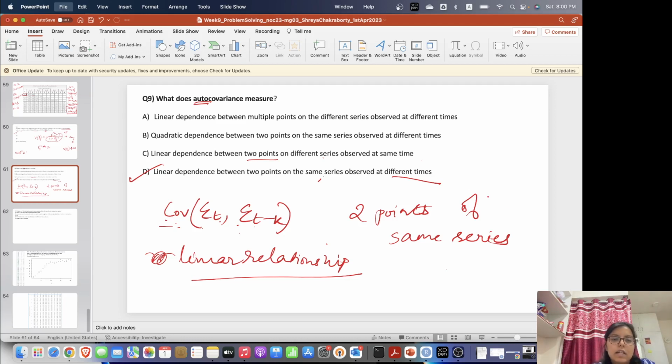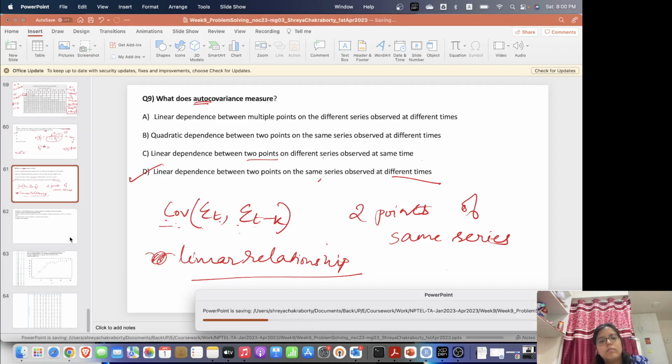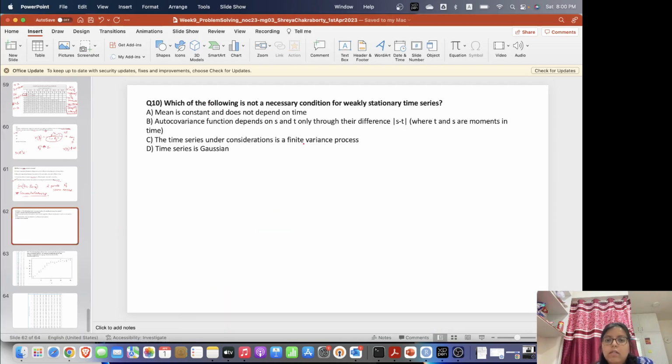I hope this is clear. Okay. So the next one is, which of the following is not a necessary condition for weakly stationary time series?